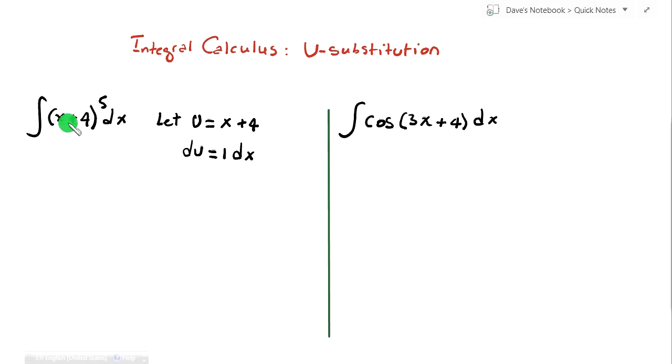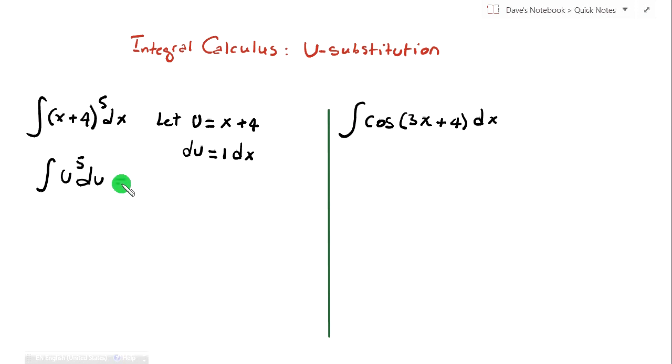Now we can go back to our integral right here and eliminate every x in there and write our integral completely in terms of u, and it goes like this. We replace x plus 4 with u to the power 5, and du equals dx, so we replace dx by du. That's how it looks, and we can integrate. As you can see, our integral has become easier than before.